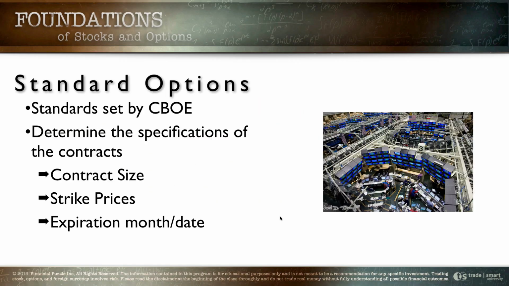So we learned in the last lesson that the CBOE, the Chicago Board Options Exchange, is the central exchange that helps create these standards to make options more liquid and more attractive to multiple buyers and sellers. Well, there are a few specifications that we look at. Number one, we've got contract size, we've got strike prices, and we have the expiration month or the date of expiration. So let's look at each of these.